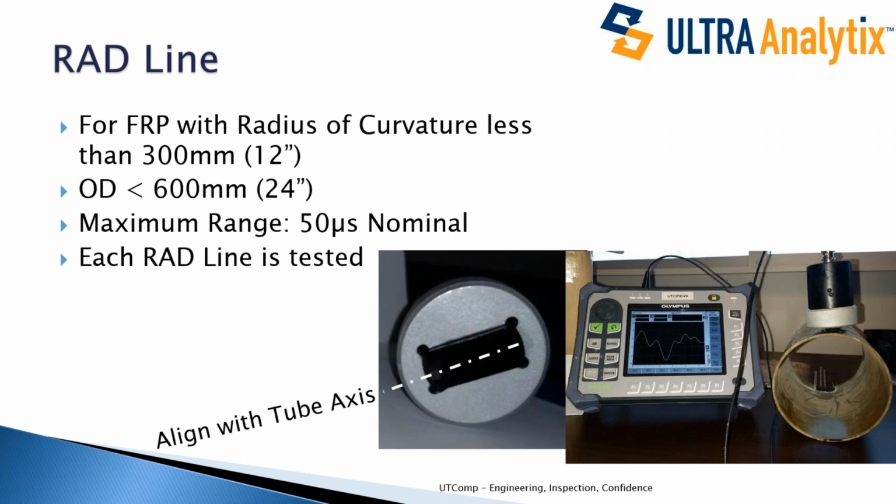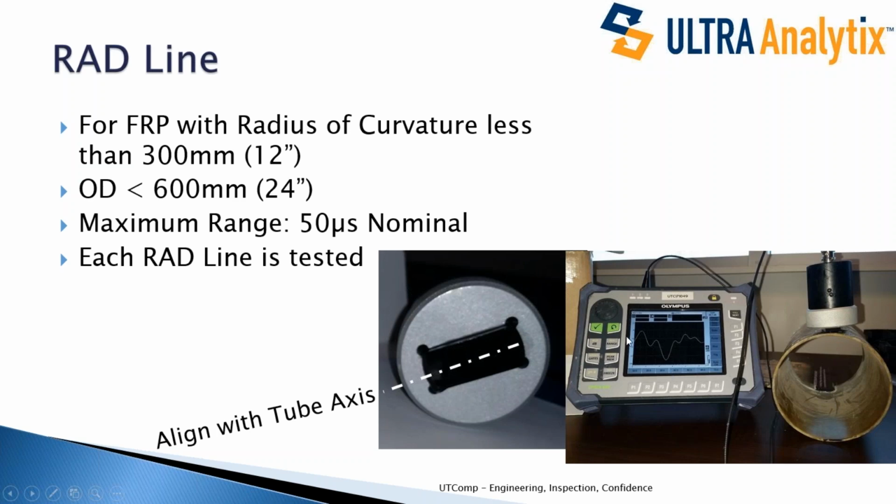Now you'll notice on the left-hand picture, we're looking head on at the rad line, and we want to align the long axis of the rad line, or the long sides of the rad line, with the axis of the tube or the pipe. The reason is that we're maximizing how much contact area we can get. The picture on the right shows an image of that. You might be able to see that the rad line is lined up in the same direction as the axis of the tube I'm showing.